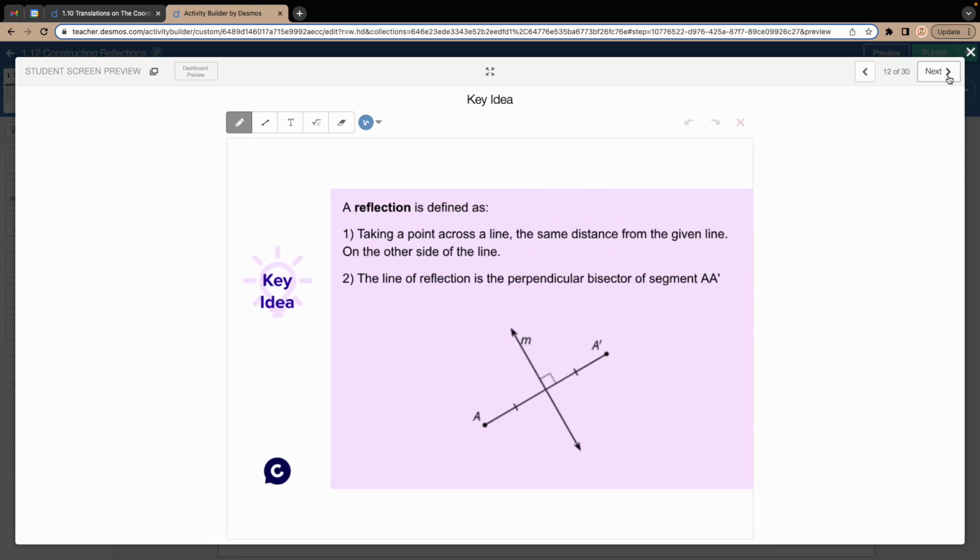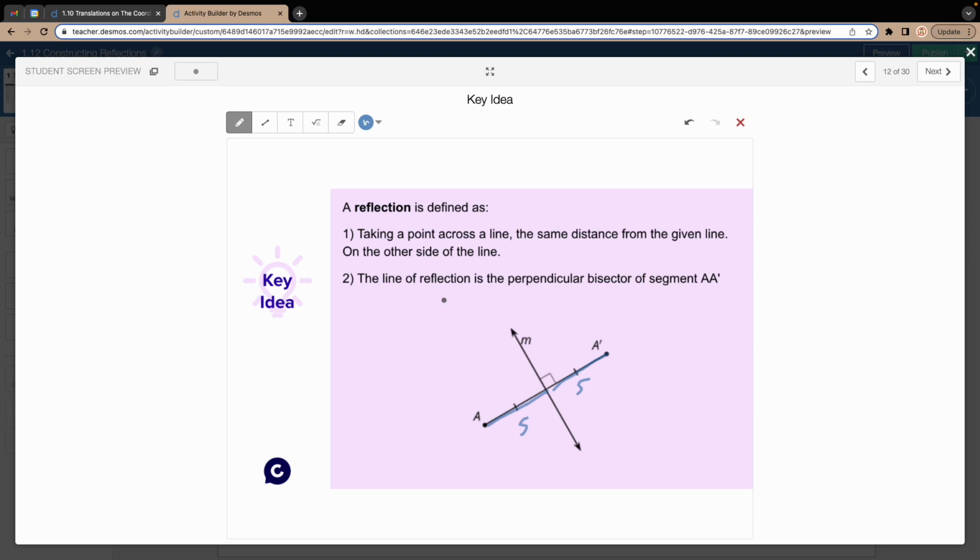So the big idea is that a reflection is when we take a point and we go to the other side the same distance away from the line of reflection. So let's say A to this point was 5 inches. Then A prime to this point was also 5 inches. So it's got to be the same distance away from that line of reflection.